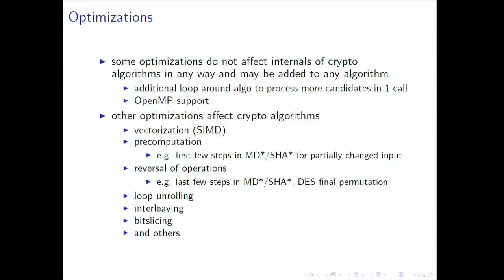Certain optimizations are not specific to the algorithms and do not touch them in any way, such as the support of OpenMP and the increase of the candidate package. Other optimizations interact tightly with the algorithms. That kind of optimization includes vectorization and the preliminary calculation of a certain part.